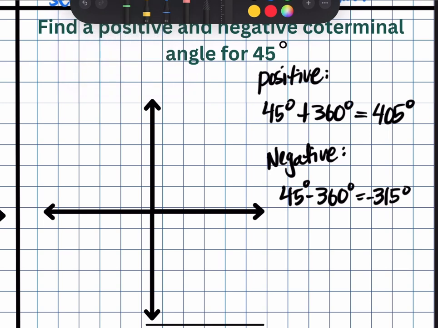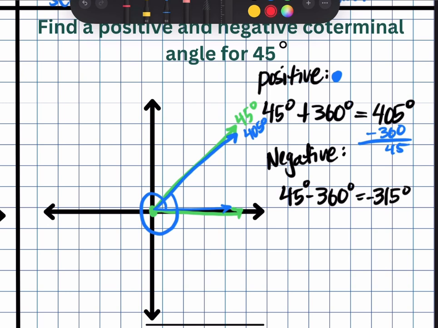Well, first let's graph 45. Here's my initial side. 45 is half of 90. So here's 45 degrees. Now let's graph 405. I'm going to do that one in blue. So to graph 405, I know that's a full 360. So I'm going to graph positive direction, a full 360 degrees, and another 45. And yep, I land in the same place.